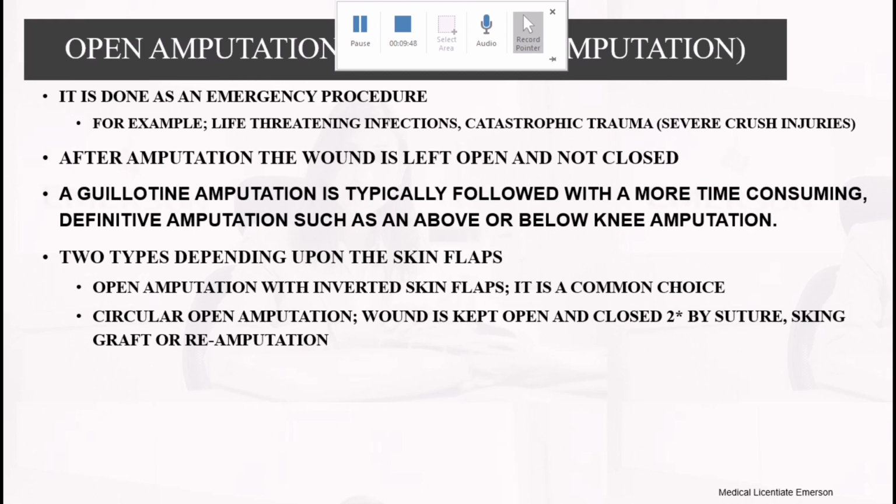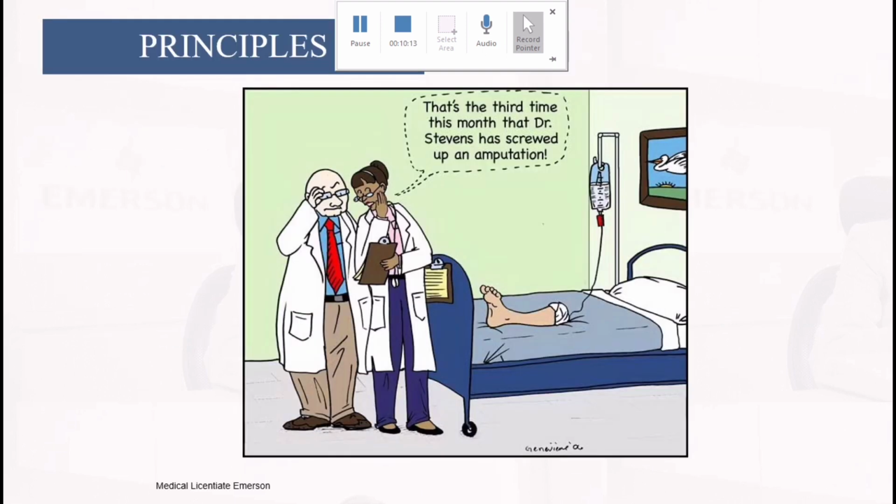So we have two types depending upon the skin flaps. Then we have open amputation with inverted skin flap, which is a common choice. And we also have circular open amputation, where the wound is kept open and closed secondary by suture, skin flap, skin graft, or reamputation. So that's the other type. Then we have principles. So make sure you don't screw up amputations if you are to start doing them.